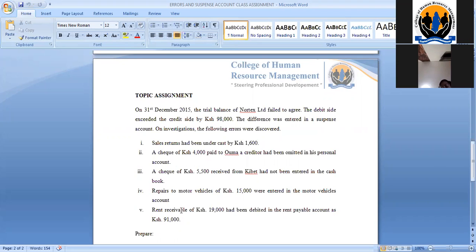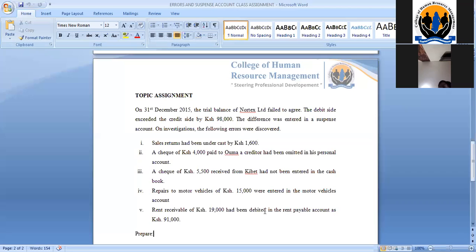The point here is rent receivable, it is a revenue. It is money coming in, or it is a source of getting money as a business. And any source of getting money is normally credited. That is why sales is normally credited, because it's a source of money into the business. So this account was supposed to be credited with 19,000.